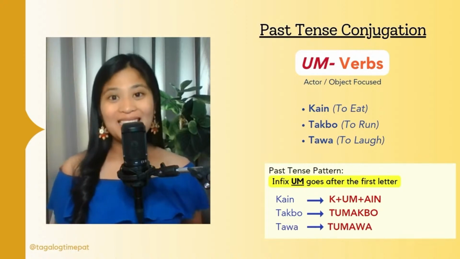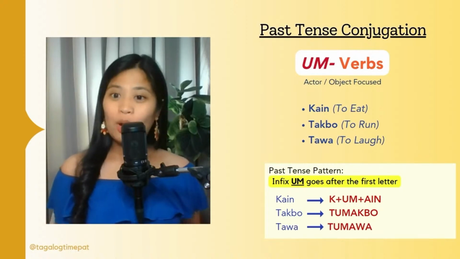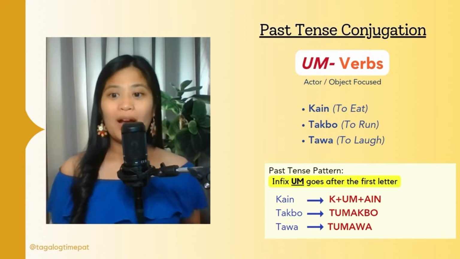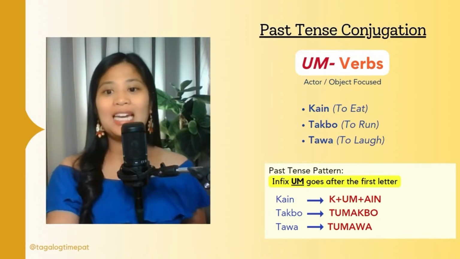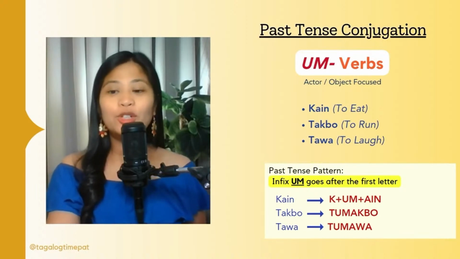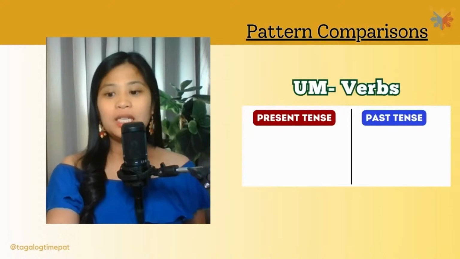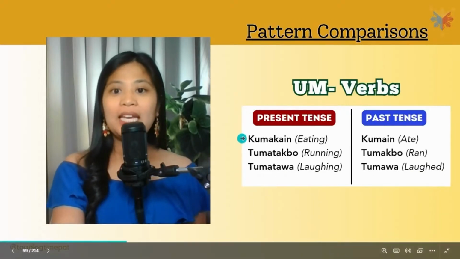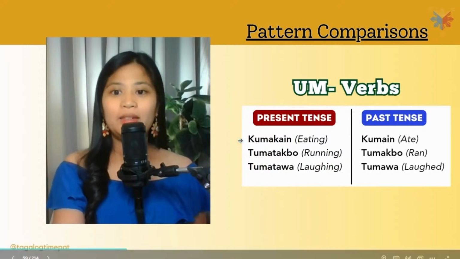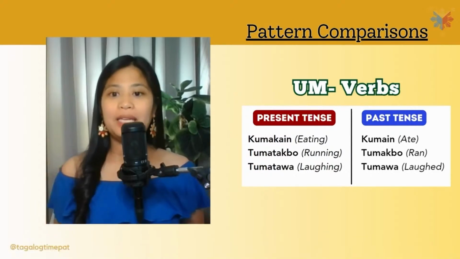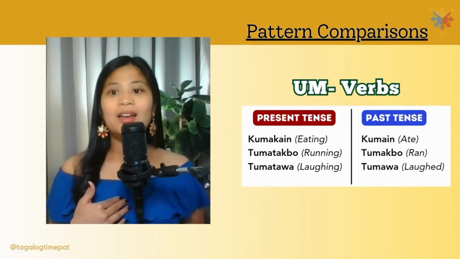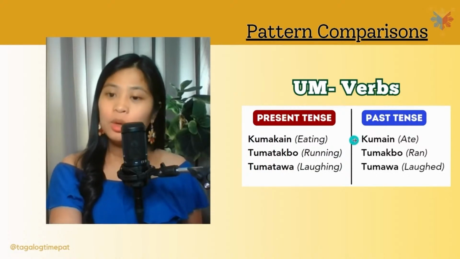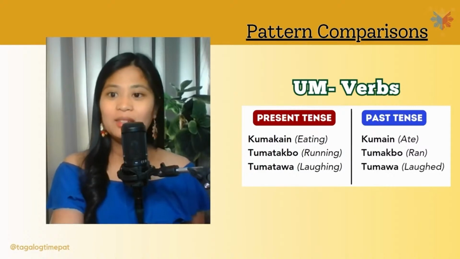Tawa in the past tense becomes tumawa. Tumawa sila. They laughed. Tumawa. So again, we are just adding the infix after the first letter. So now let's compare. In the present tense, kain is kumakain. Kumakain ako, I am eating. In the past tense, it's kumain. Kumain ako, I ate. Kumain.